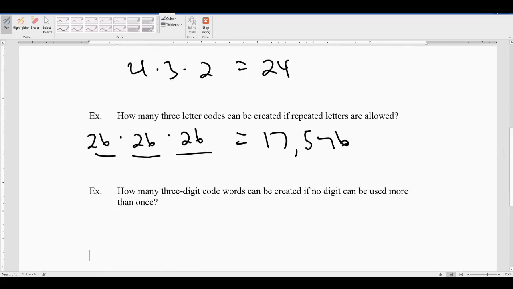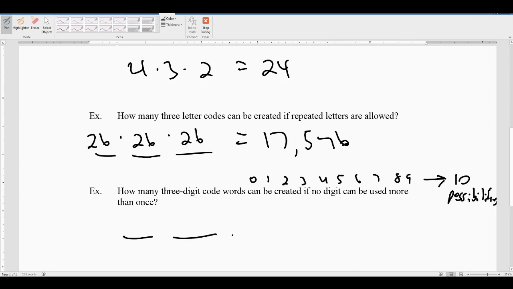Now here's a different example. How many 3-digit code words can be created if no digit can be used more than once? Now, these are digits. These aren't letters. How many digits are there? Well, there's 0, 1, 2, 3, 4, 5, 6, 7, 8, 9. For a grand total of 10 possibilities. And no digit can be used more than once. So once again, it's a 3-digit code.